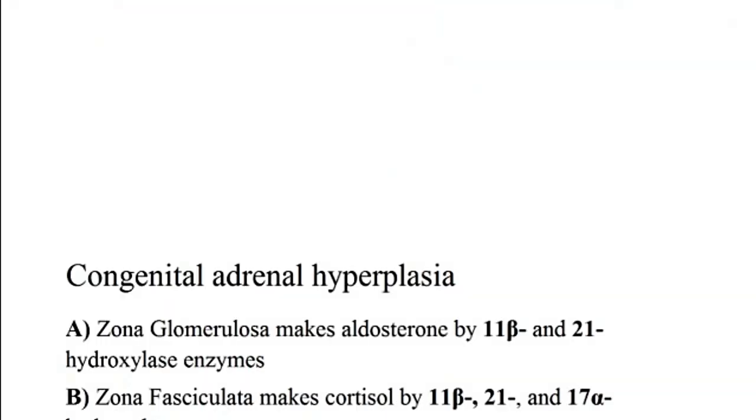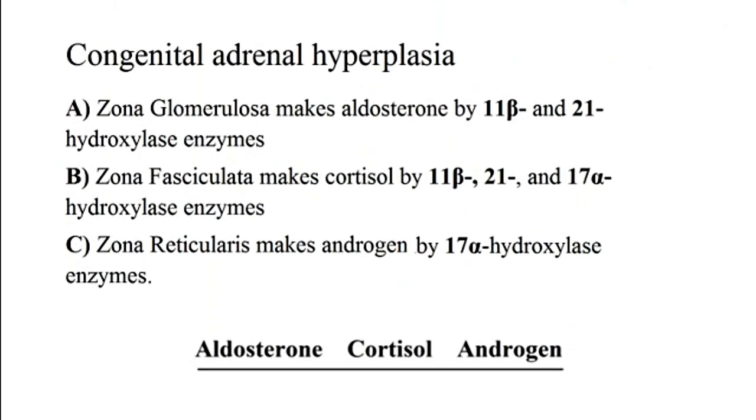Now, for the production of every one of these hormones, certain enzymes are required. For instance, for the production of aldosterone, 11 beta and 21 hydroxylase enzymes are required. For production of cortisol, 11 beta, 21 and 17 alpha hydroxylase are required. And then finally, for the production of androgen, 17 alpha hydroxylase is required.